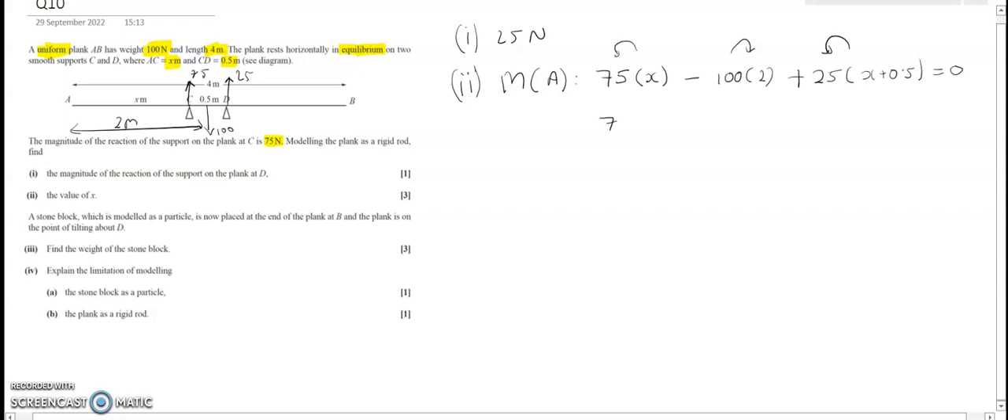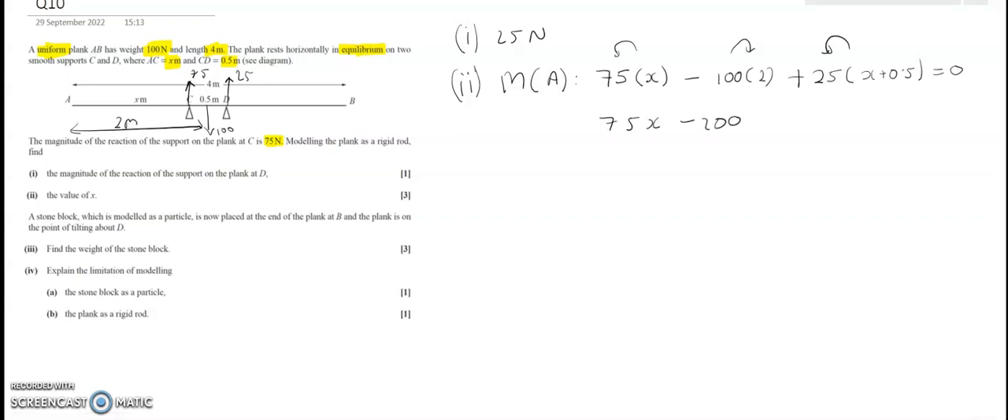Now I can solve. So 75x minus 200 plus 25x plus 12.5 equals 0. So 100x is equal to 187.5. And so x is 1.875. As I mentioned in my previous video, write out the full answer, and then if you want, round it afterwards. But I would recommend with this one, it's just 1.875, just leave it like that.